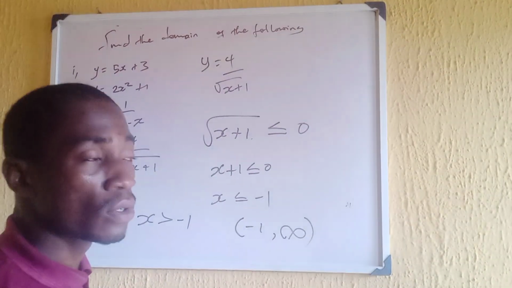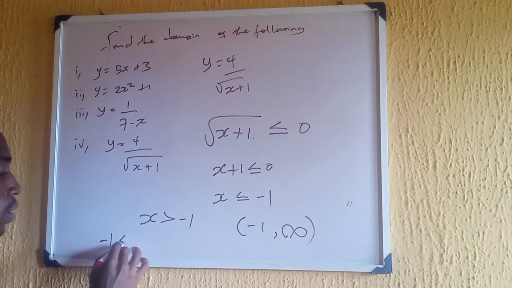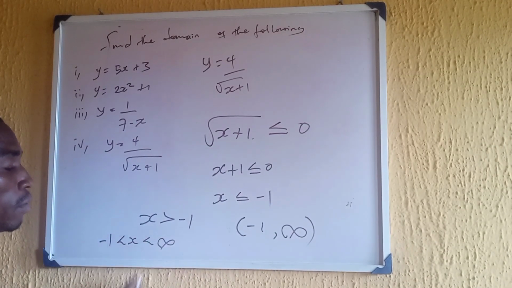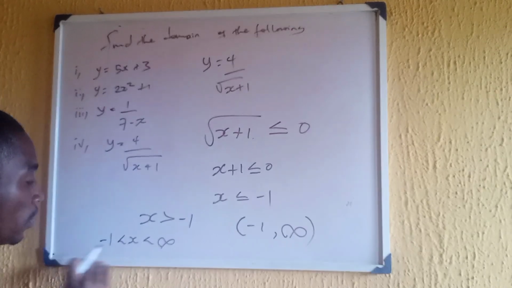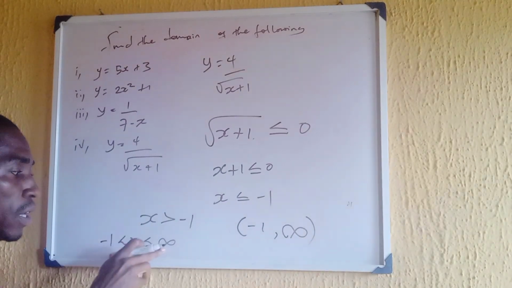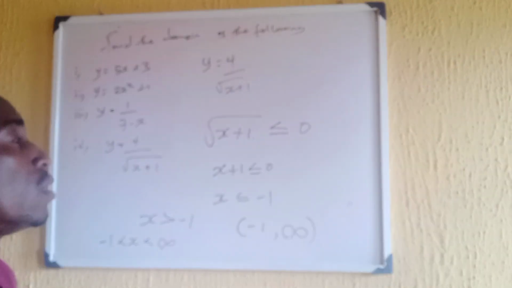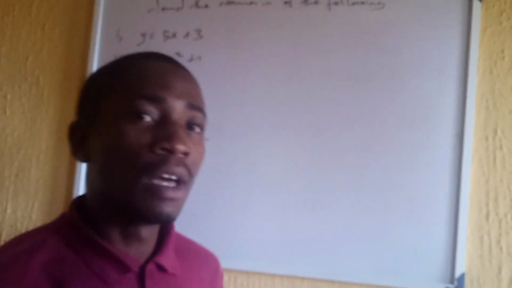We can also use inequality to express it. That means we'll have minus 1 less than x less than infinity. So the domain lies within here. It is not equal to minus 1. It is not equal to infinity. It's within this boundary. How do you find the range of a function?